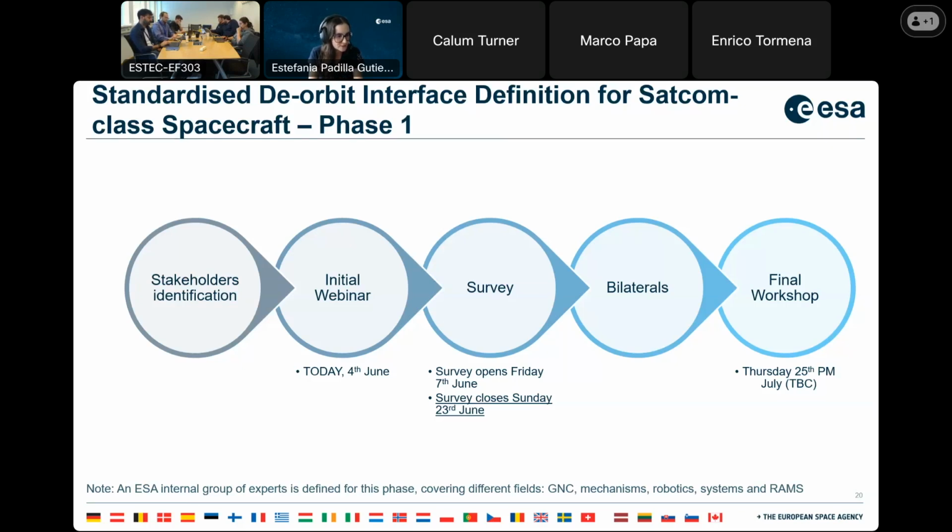Just as a note, we want to let you know that it is not only us who are involved in this activity. We also have an internal group of experts in different fields at ESA, and they are giving us support on the definition of the slides for today, the survey, and for sure for the final workshop. So just wanted to mention this.